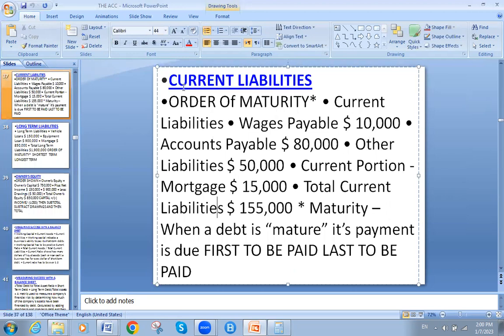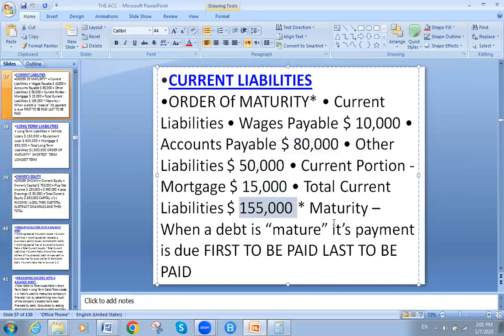So let's see, this is an example also about the current liabilities. We will find here that the wages payable is 10,000 plus account payable 80,000 plus liabilities 50,000 plus current mortgage 15,000. Total of them, when you add them up together, 10 and 80, 90, 90 and 50, this is 140, 140 and 15, that will come to 155.